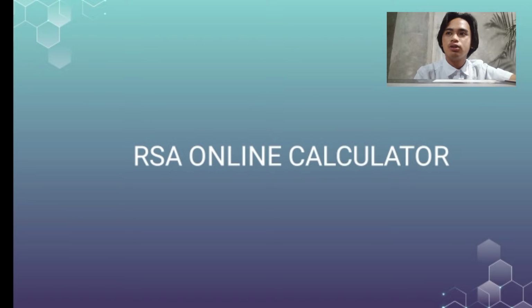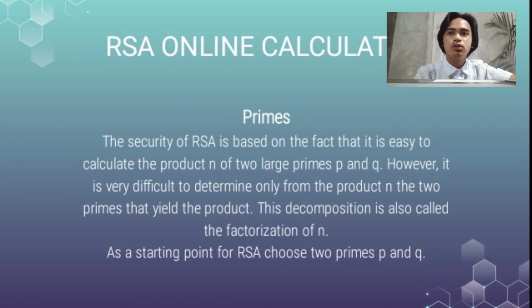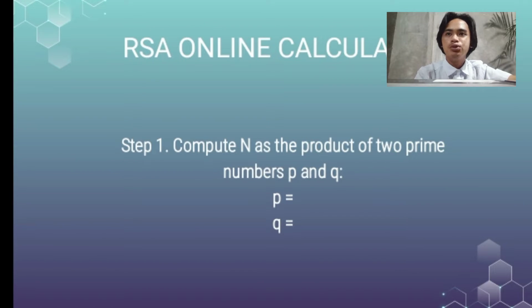RSA Online Calculator. Primes. The security of RSA is based on the fact that it is easy to calculate the product n of two large primes P and Q. However, it is very difficult to determine, only from the product, the two primes that yield the product. This decomposition is also called the factorization of n. As a starting point for RSA, choose two primes P and Q. Step 1. Compute n as the product of two prime numbers P and Q.